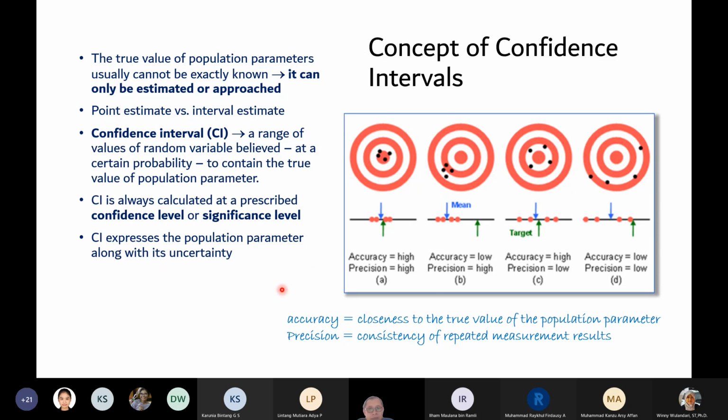And this is a side concept here, so you guys have to be aware of the difference between accuracy and precision. Okay. So accuracy means closeness to the true value of the population parameter, and precision means the consistency of repeated measurements to each other. Ya. Ini perbedaan antara akurasi dan presisi. Ya. Akurasi itu kedekatan dengan nilai sejati dari parameter populasi, sementara presisi adalah konsistensi antara pengukuran-pengukuran yang dilakukan secara berulang.